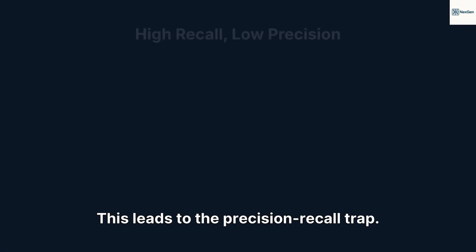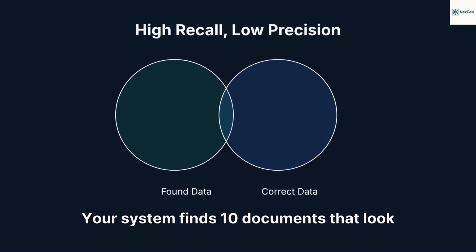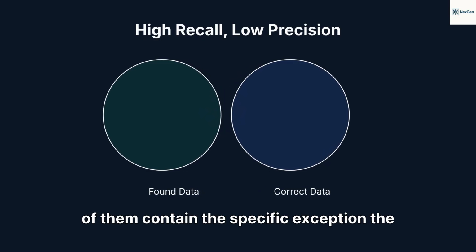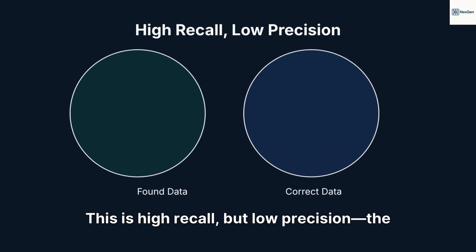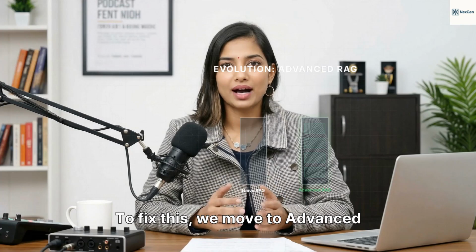This leads to the precision recall trap. Your system finds 10 documents that look right based on keyword density, but none of them contain the specific exception the customer is asking about. This is high recall but low precision, the architect's nightmare. To fix this, we move to advanced RAG.